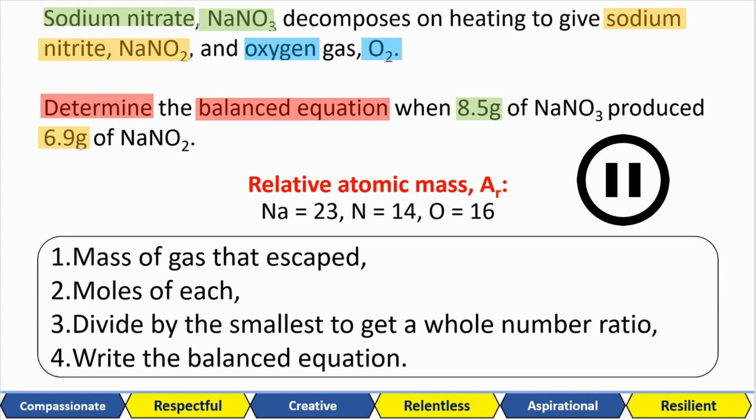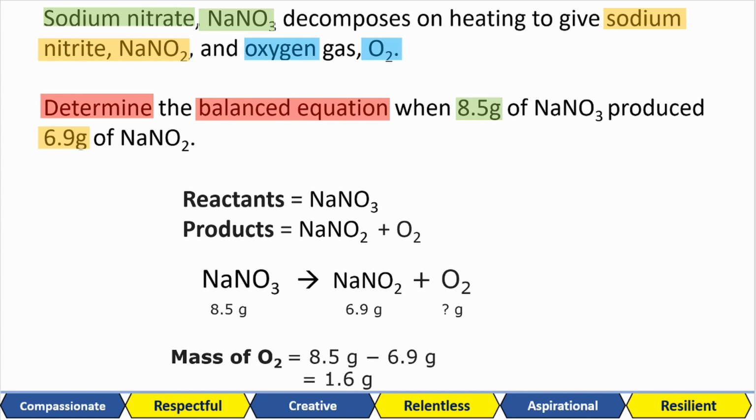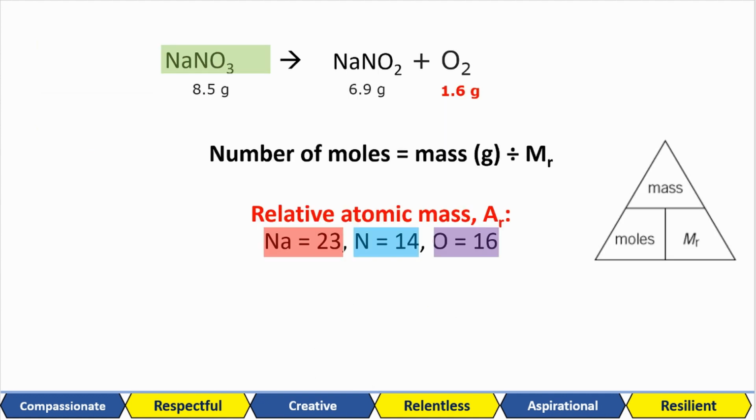First, let's construct that equation. Sodium nitrate is our reactant, so that goes on the left of our arrow. Sodium nitrite and oxygen are our products, so that goes on the right hand side of our arrow. The law of conservation of mass tells us that the mass of the reactant must be equal to the mass of the products. So 8.5 grams take away 6.9 grams should give us the mass of our oxygen, which is 1.6 grams.